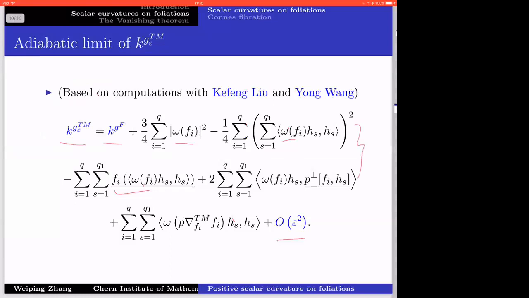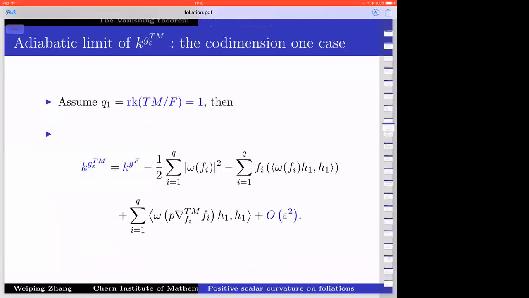If you even take a look at the codimension one case, that means the transverse bundle is of rank one, H only has one term, but you still get this middle term, which is non-zero. It involves not only omega, but also derivatives of omega. So it is complicated. Generally, you do not have a naive way to get, from the positivity of the Levi-Civita scalar curvature, a metric of positive scalar curvature on the total manifold. But still, recall that the Lichnerowicz theorem gives some obstructions to the existence of a metric of positive scalar curvature on the total manifold.